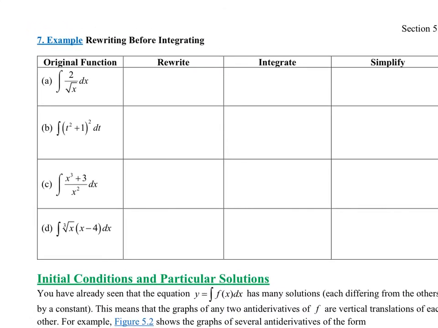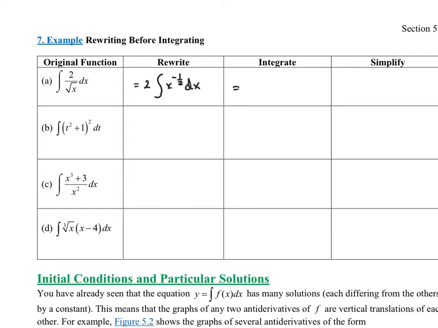So for instance, for the first one, it says find the antiderivative of 2 over the square root of x dx. What I would think about this as is I would pull out the 2 and I'd make this the integral of, and I'm going to want to use the power rule, so I need to think of this as x to the negative 1/2 with respect to x.